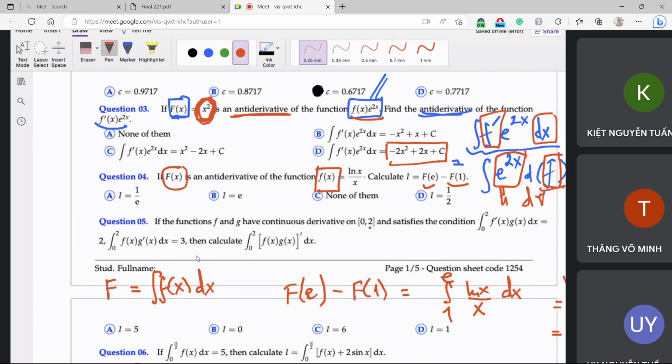So what is the answer? A, B, C, D. D. Okay. Next, problem 5. If the functions f and g have continuous derivatives and satisfy this condition, you have to calculate this one. Okay. So, do you know what is e? Yes or no?